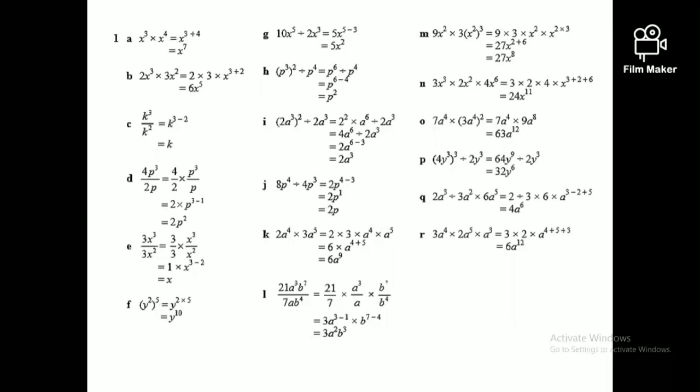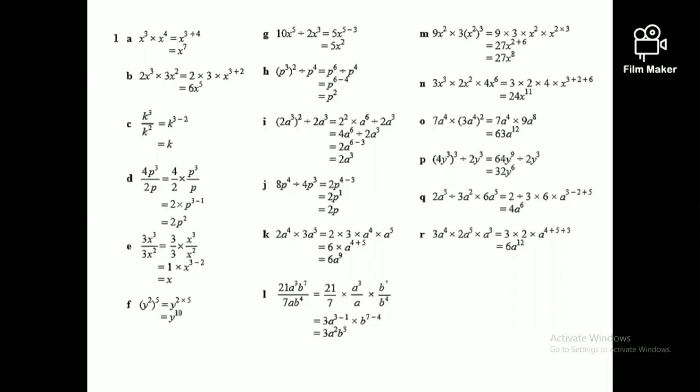If you come to the second question, 2x to the power 3 times 3x to the power 2. Initially, you can multiply these two numbers. 2 into 3, that is 6. Right. Then when you multiply, what happens? The powers should be added. X to the power 3 plus 2 is x to the power 5. The answer is 6x to the power 5.